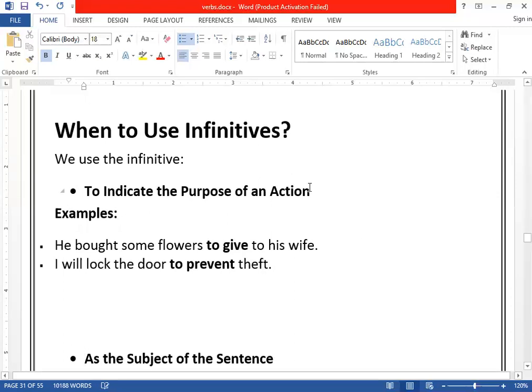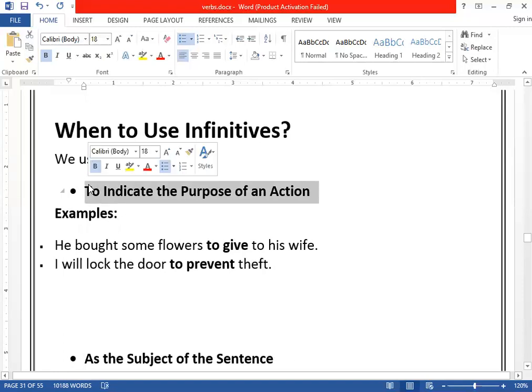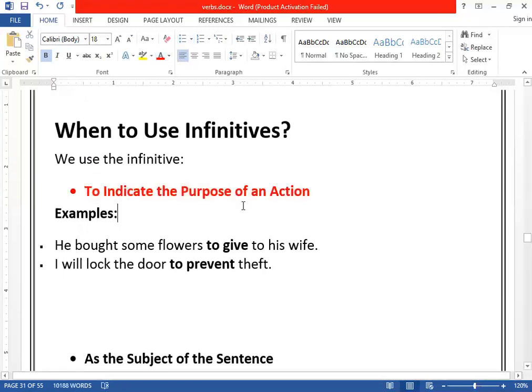So the first one: we use infinitive to indicate the purpose of an action. Number 1 is what? To indicate the purpose of an action. When you want to perform an action, if you want to show the purpose of that action, at that time you use the infinitive.